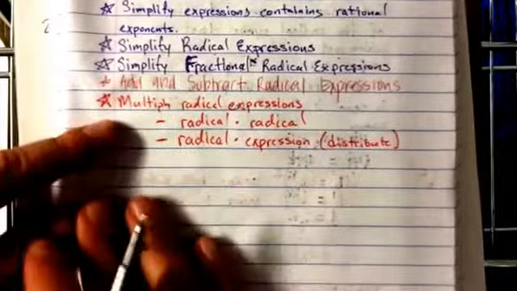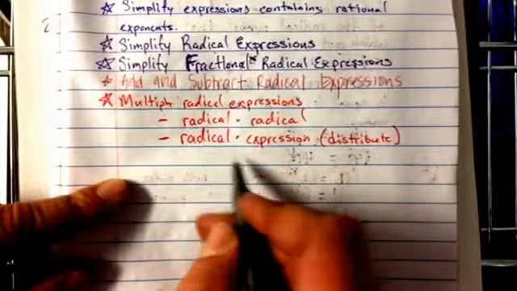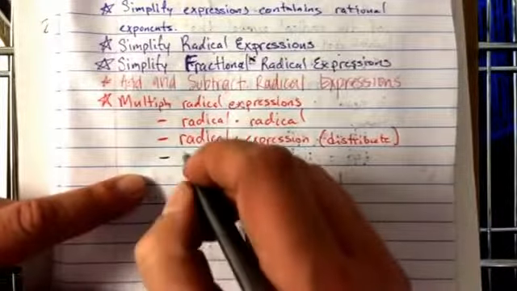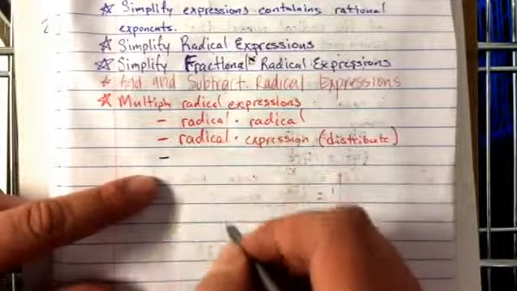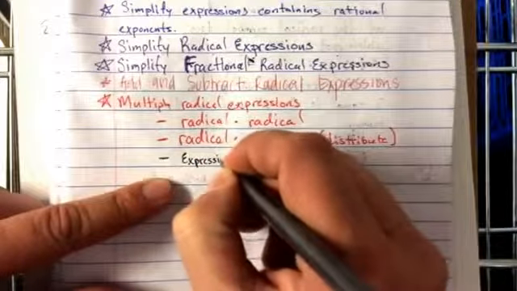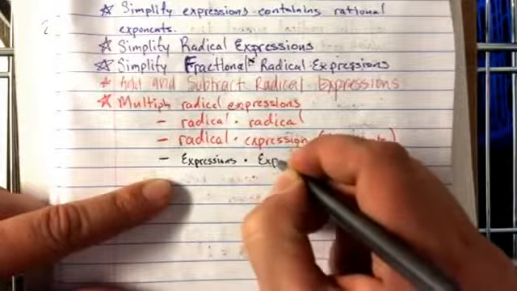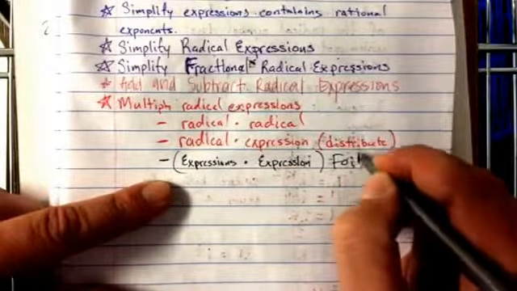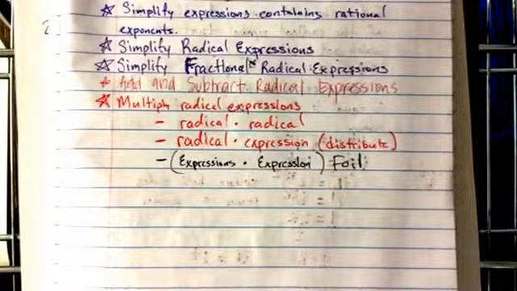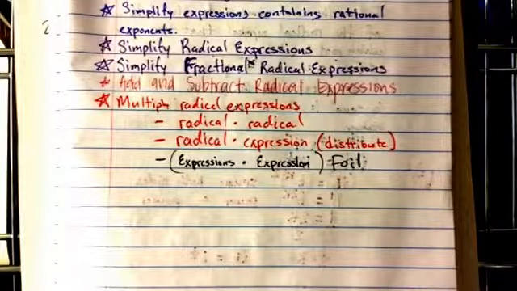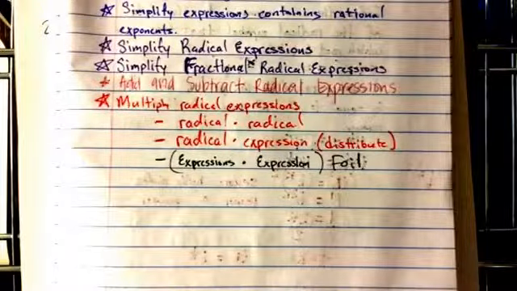So yesterday we talked about radicals times radicals and radicals times expressions. We're going to spend a little bit more time with the radical times expression, the distributive property. And then we're also going to talk about radicals that require FOILing, so expressions times expressions. Or FOIL. So we have expressions times expressions and radicals times expressions today.